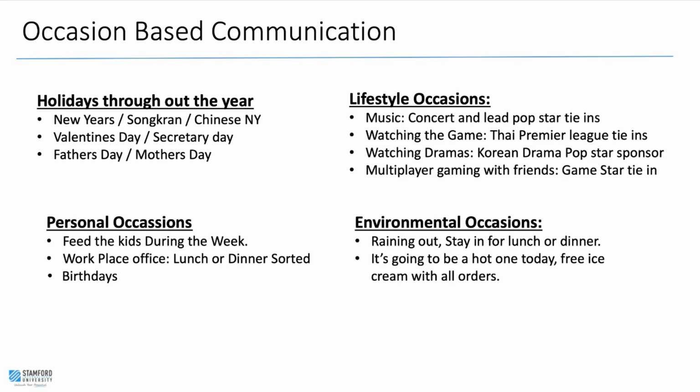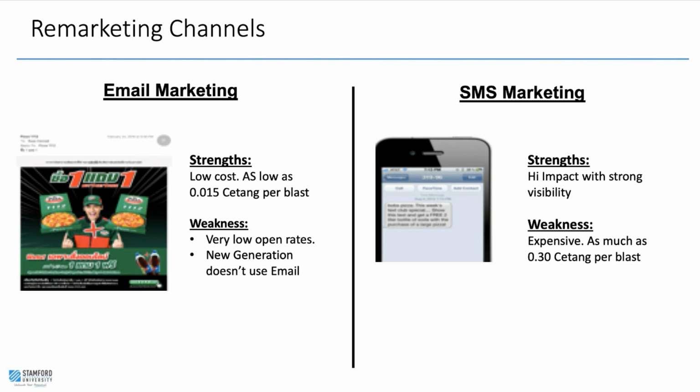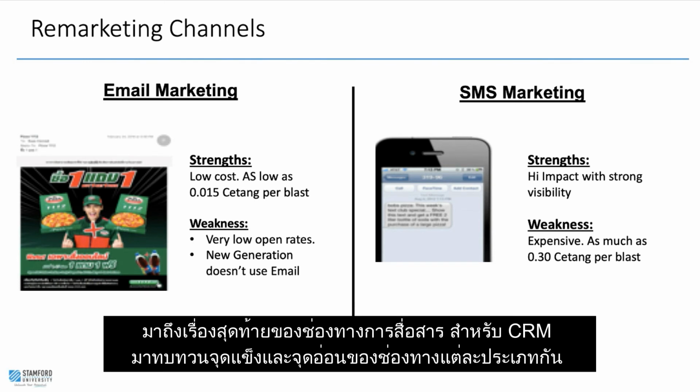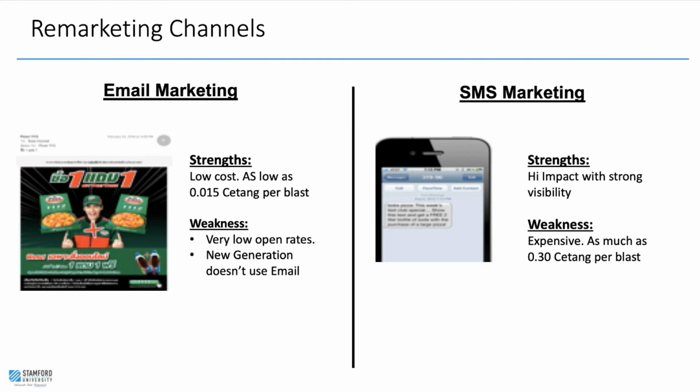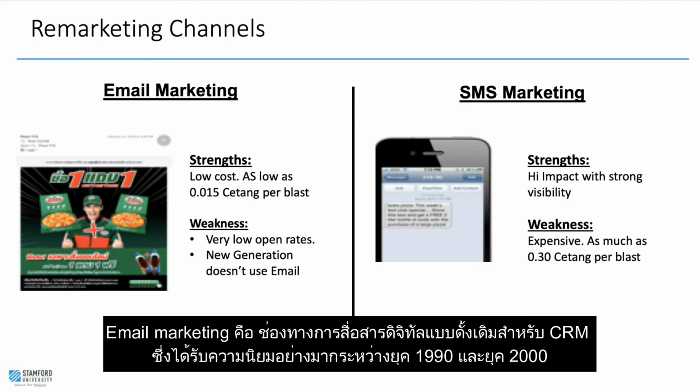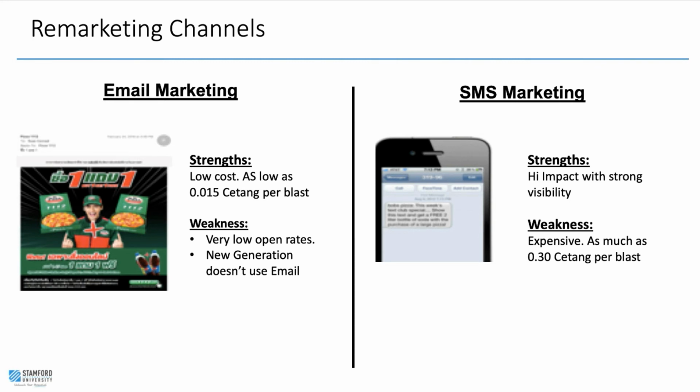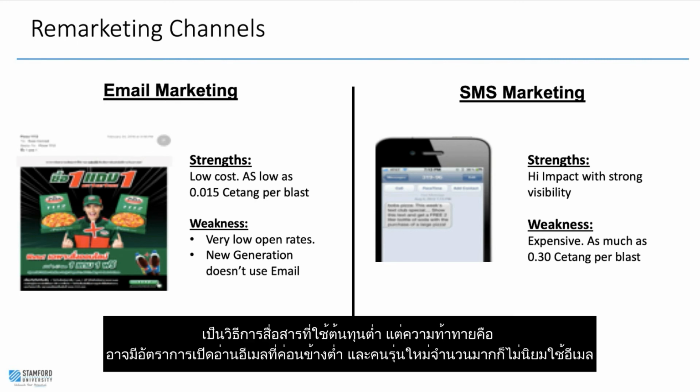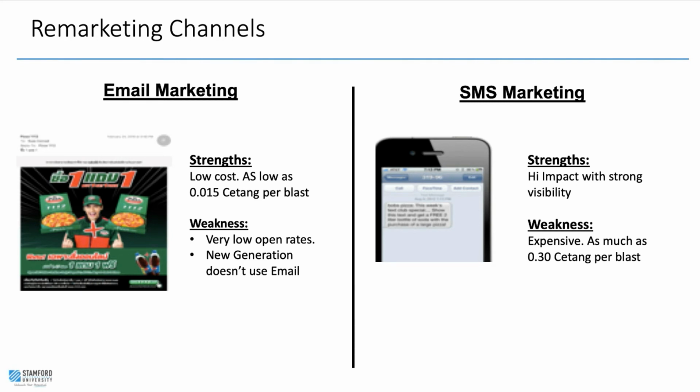All right. So last topic is then just around the channels that you can remarket on. So let's take a look at the main channels that you can use to communicate your message back to the customer. Email marketing. So this email marketing was really the original digital communication for CRM. This is what got it all started back in the 1990s and early 2000s. It's a very low cost way to communicate with customers, but the challenge is that they have very low open rates. And the new generation today, they do very little on email.